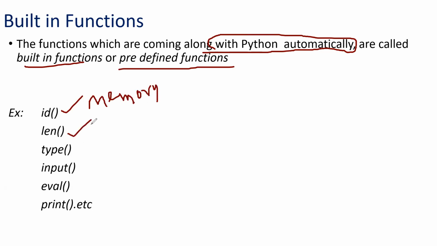Len means the length of that object, or the number of elements present in that object. Type gives the data type of that object, variable, or identifier. Input function: whenever we are dealing with a user interface, we can go for input. Eval, I didn't discuss this yet. After these functions, I will explain what I mean by eval.